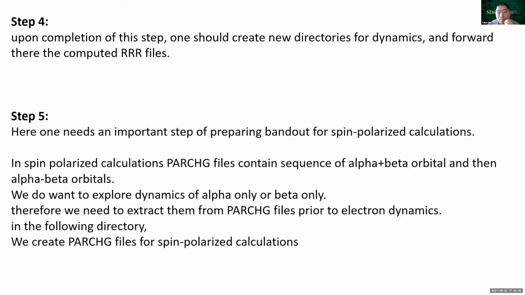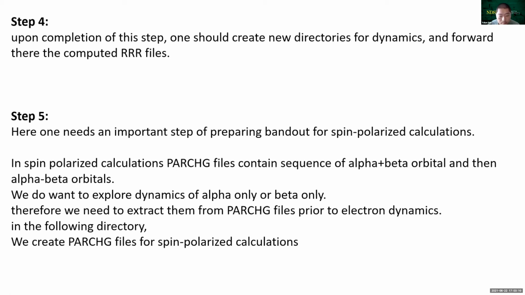So one major difference between spin polarized and spin restricted calculations is that we have 2 components. We have spin up and spin down. So basically you need to run this code twice, once for the alpha component and once for the beta component.